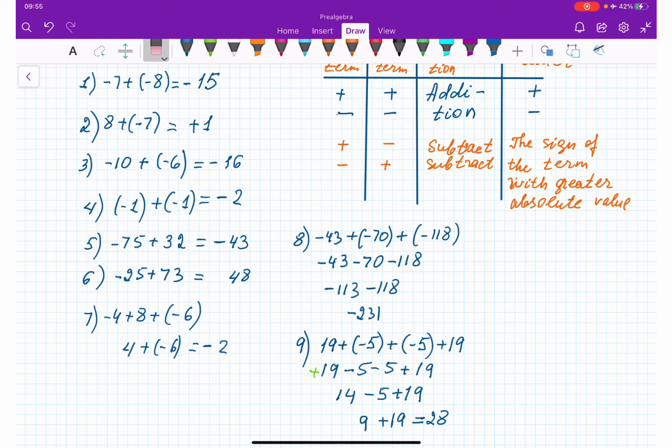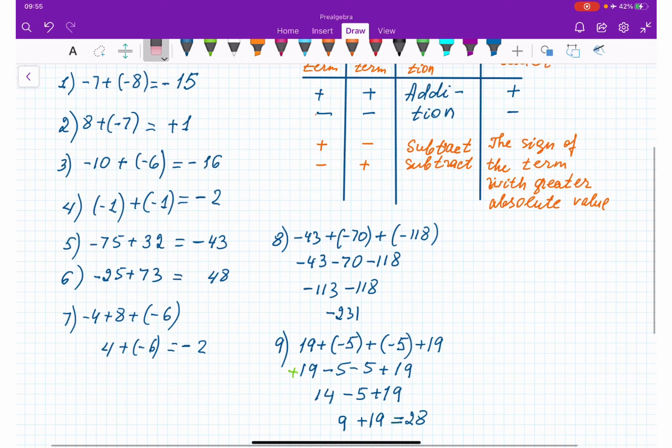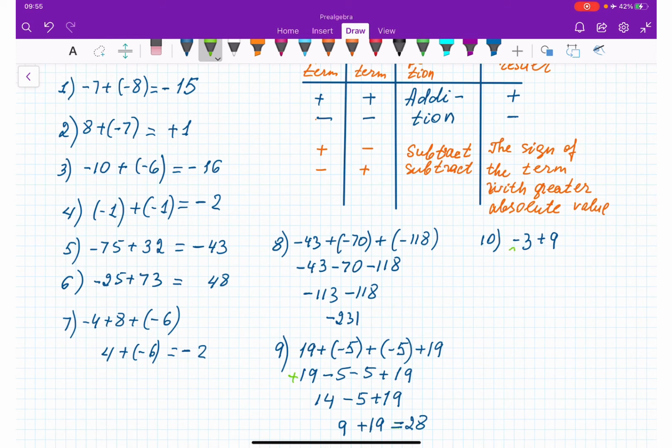Question number 10, we have negative 3 plus 9. Okay, well, let's see. Negative, positive. Where is my negative positive? Right here. So we need to subtract, which is going to be 6. And if I compare 3 and 9, 9 is greater number and it has positive sign. Therefore, 6 is positive, just like here in the template.